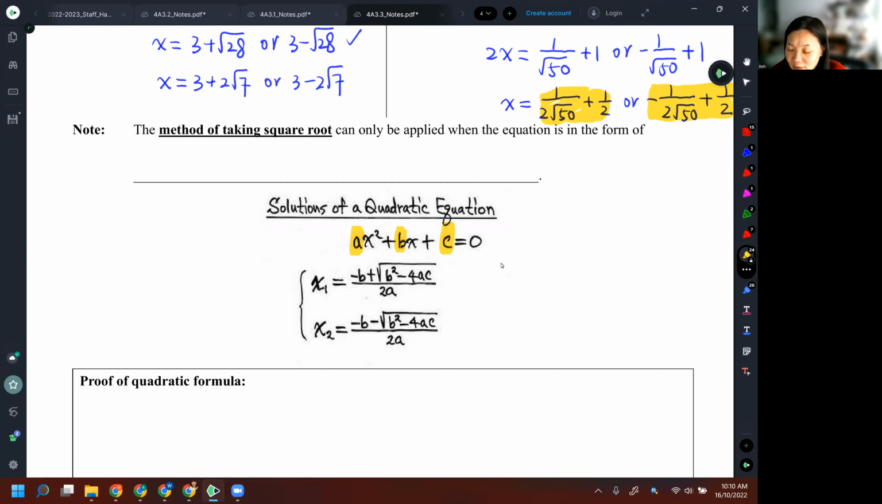The 2 roots are negative b plus or minus square root of b squared minus 4ac, divided by 2a. You recite this formula the same way: negative b plus or minus square root of b squared minus 4ac, divided by 2a. You say it a few times and you will be fine. Okay?